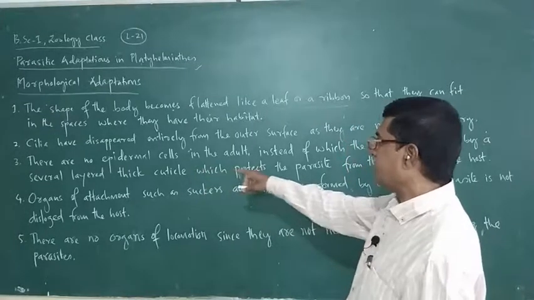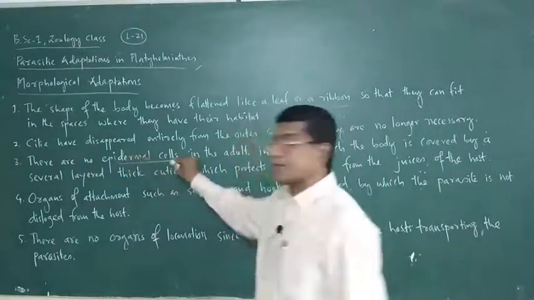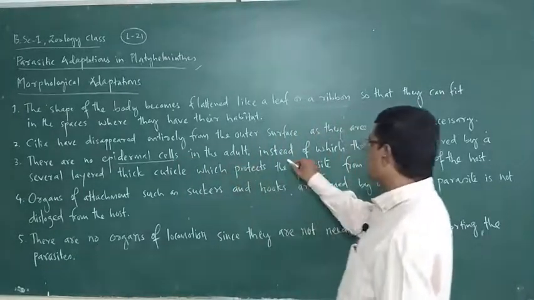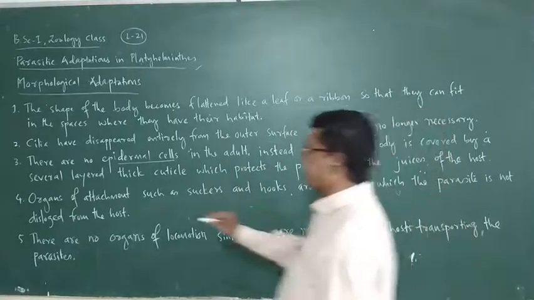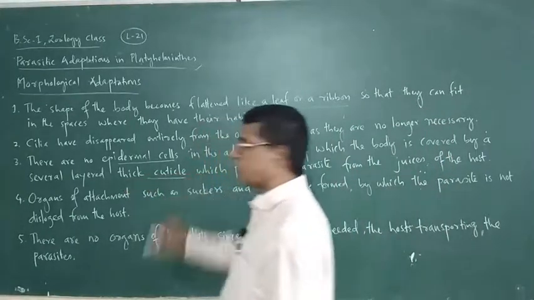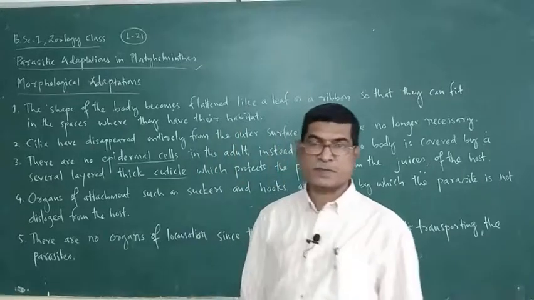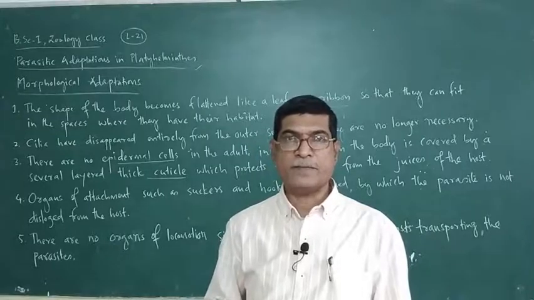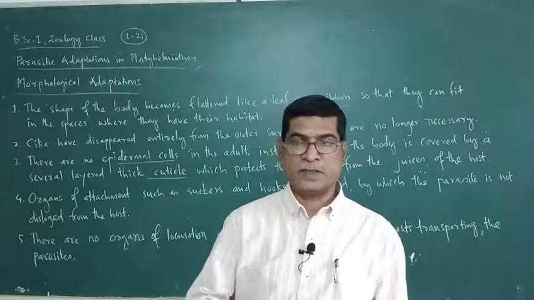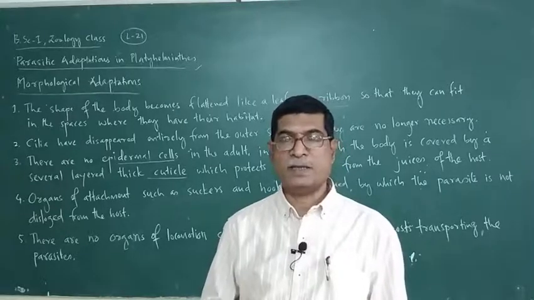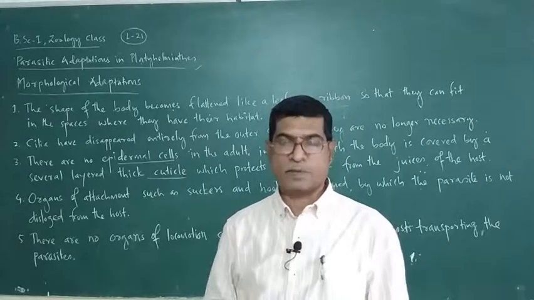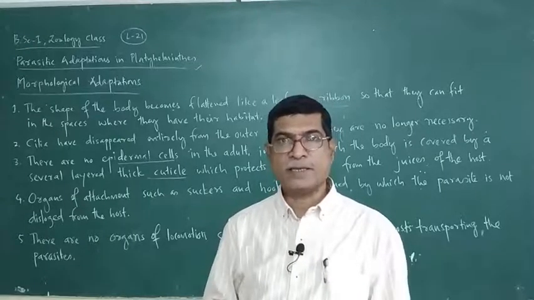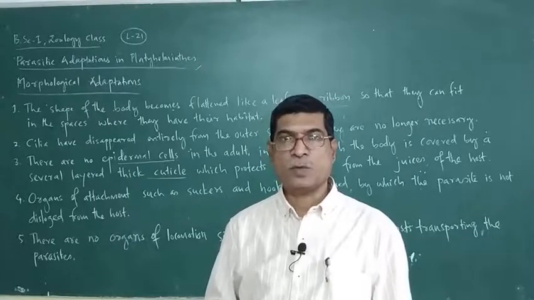There are no epidermal cells in parasitic flatworms. In adult, instead of which the body is covered by a several layered thick cuticle. This is very important. Cuticle is present. The entire body on their surface is covered by thick cuticle, whether it is liver fluke or tapeworm. Since they are living inside the host body, they have to be protected by themselves from the host secretions.